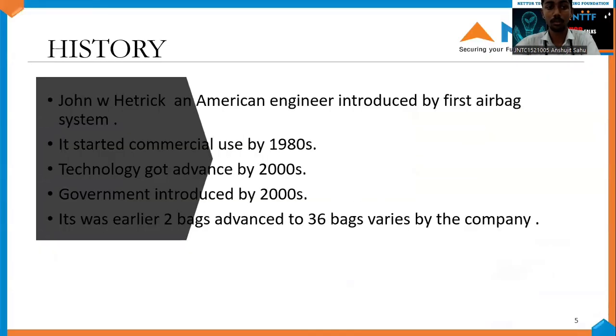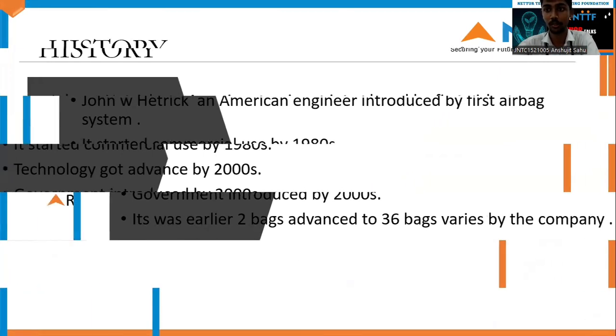The history: John W. Hetrick, an American engineer, introduced the first airbag system. It was commercially used by the 1980s. Technology advanced by the 2000s, and governments introduced regulations. Earlier there were two airbags, which advanced to 36 airbags, and different companies have different technologies about airbags and their safety equipment.